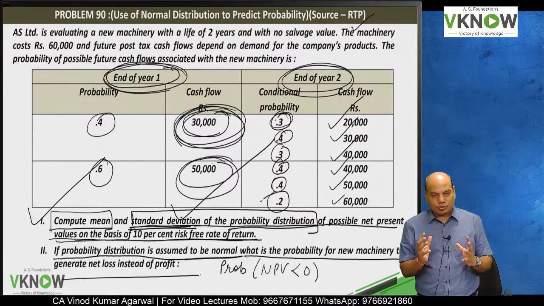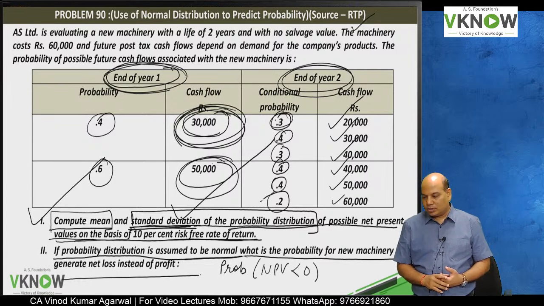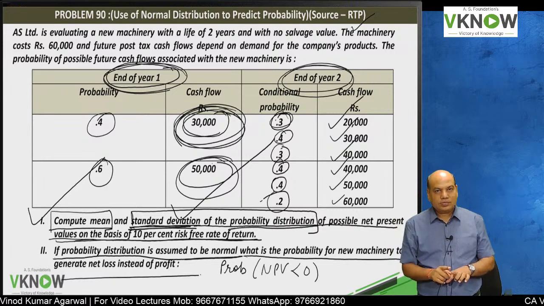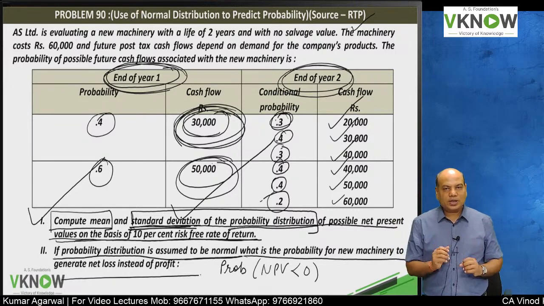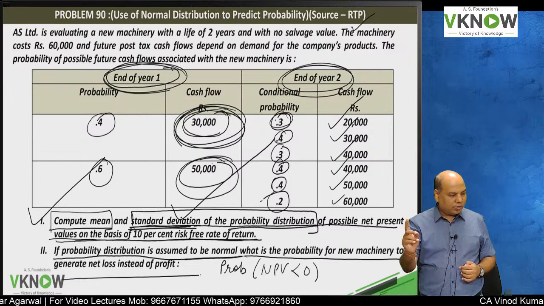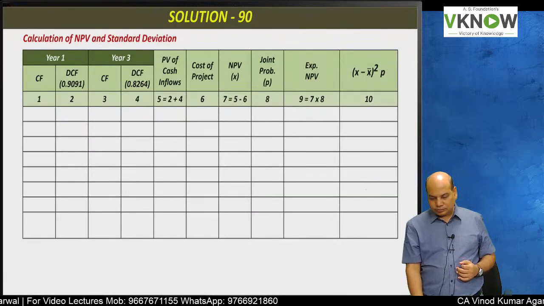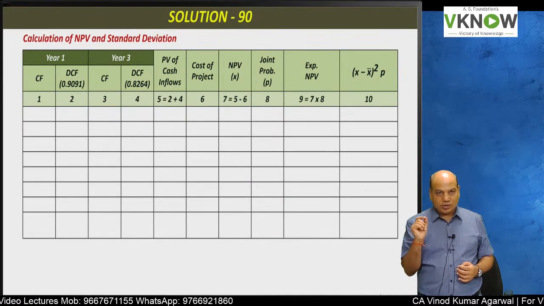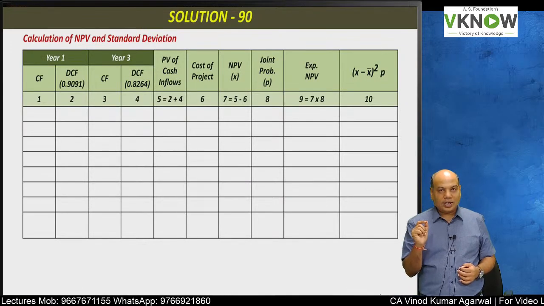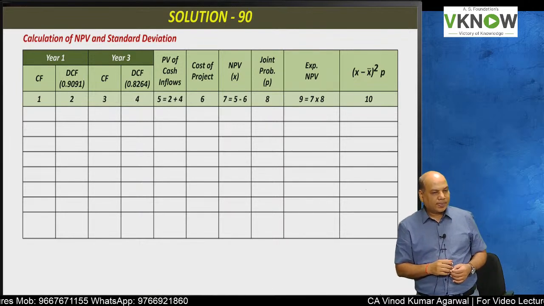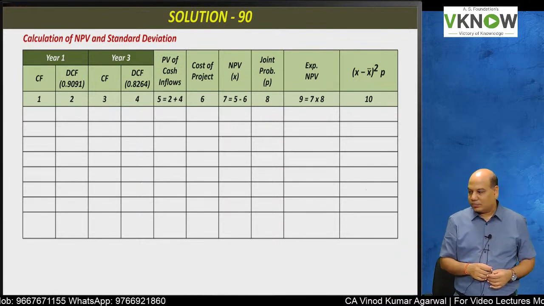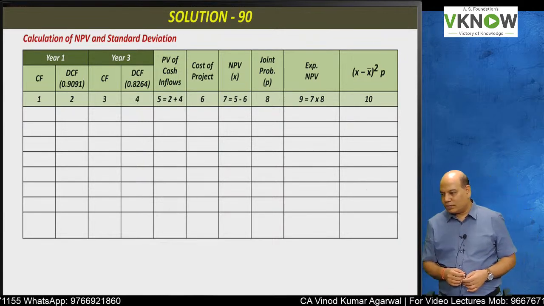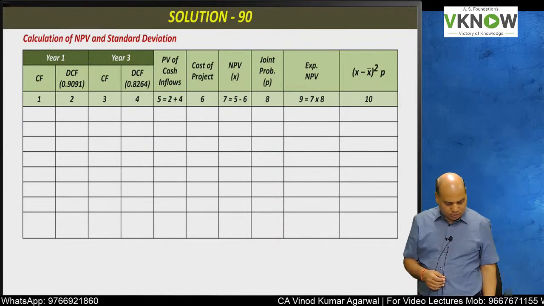So for that I have to apply normal distribution table. So how do I solve? First I'll prepare a table where we will learn expected NPV calculation. Are you ready? So write down step number 1. Step number 1, calculation of NPV and standard deviation.